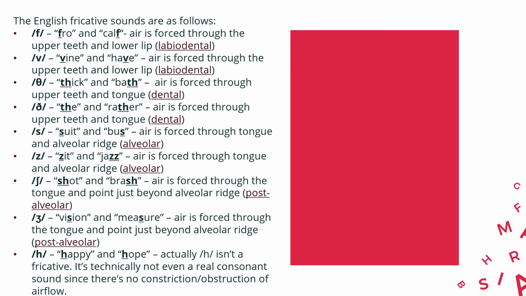And then sh, like in shot and brush. Air is forced through the tongue and point just beyond alveolar ridge. And then zh, fission, measure. Air is forced through the tongue and point just beyond alveolar ridge. H, happy, hope. Actually, h is technically not even a real consonant sound, since there's no constriction or obstruction of airflow.